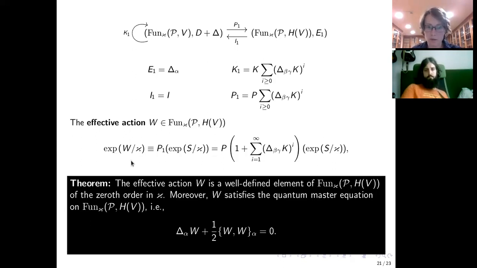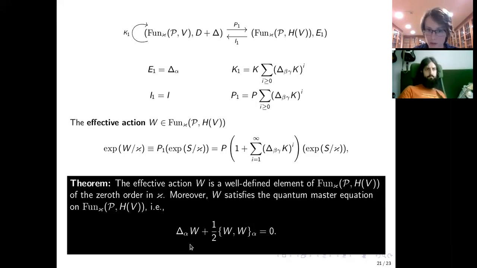And the theorem which we proved is that this effective action is well defined. So there really is something like this. And if we start with the action S, which was degree 0 and order 0 in kappa, the effective action will be again degree 0, order 0 in kappa. And it satisfies the quantum master equation.